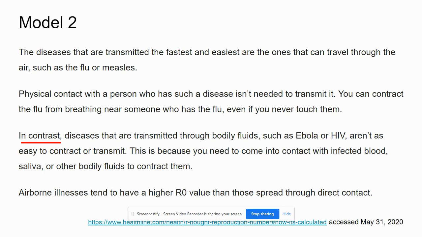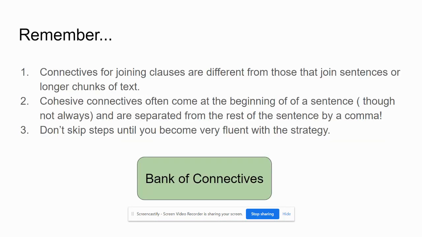Notice when we use these cohesive connectives, we need a capital letter because they're often, not always, but often used at the beginning of a sentence, and they're followed by a comma to separate them from the sentence. So just remember when using this strategy, connectives for joining clauses are different from those that join sentences or longer chunks of text. Cohesive connectives often come at the beginning of a sentence, though not always, and if they do, they're separated from the rest of the sentence by a comma. Don't skip steps until you become very fluent with this strategy.